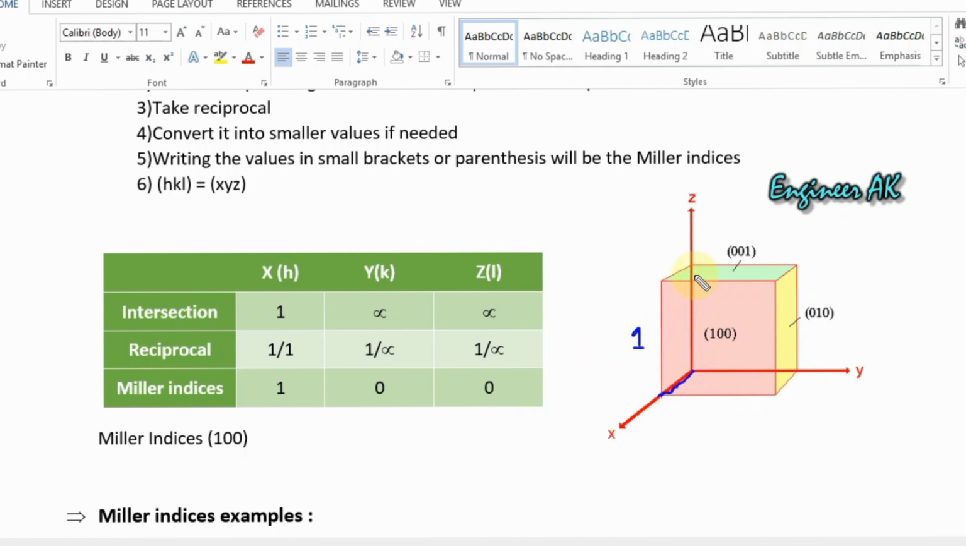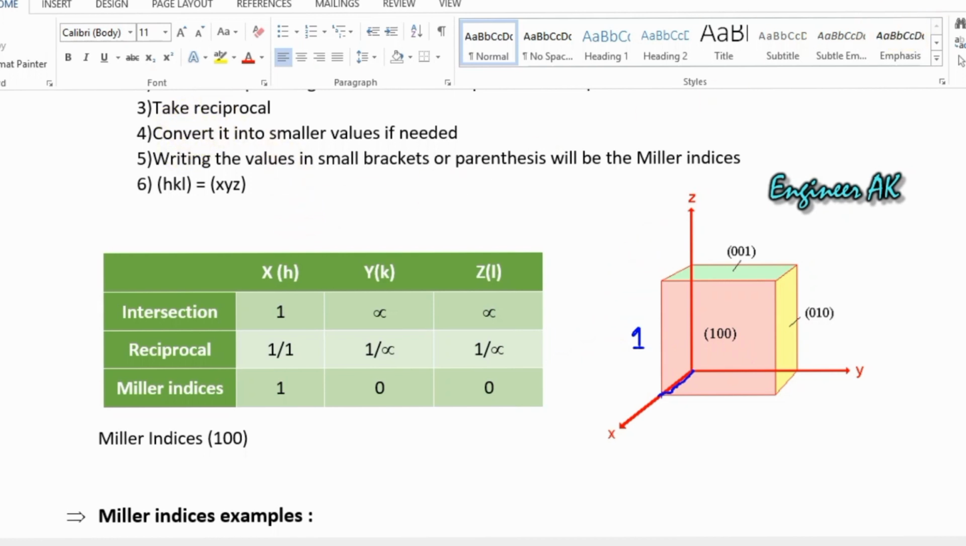If I see at the z-axis, the red plane is parallel to this line. It is not intersecting or cutting this plane, right? And if I see at the y-axis, at the y-axis also this plane is not cutting, right? The y-axis cuts the yellow plane, and the z-axis cuts the green, not the red one, right?